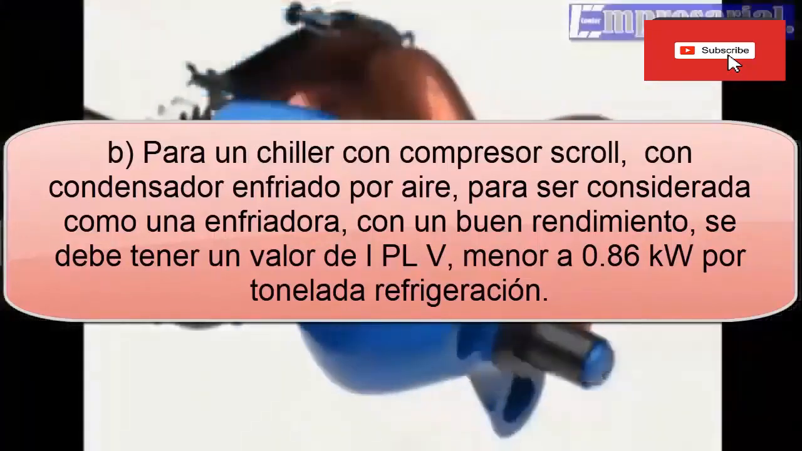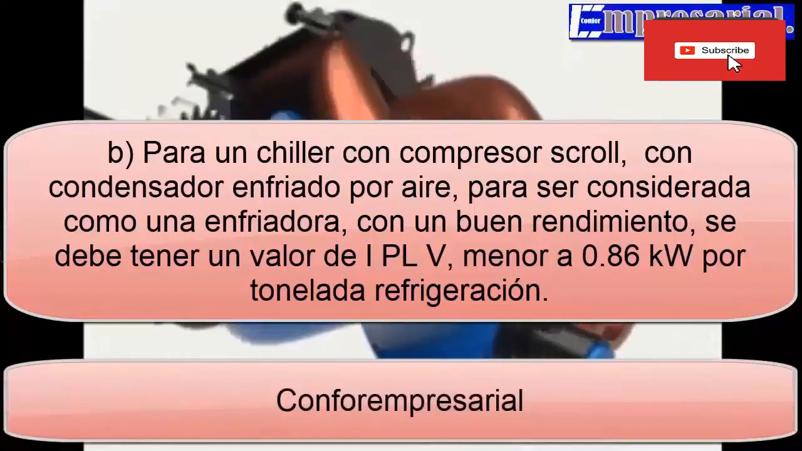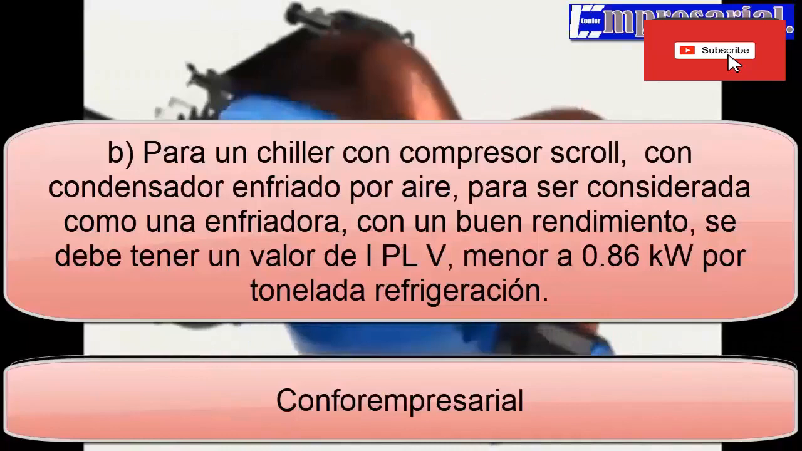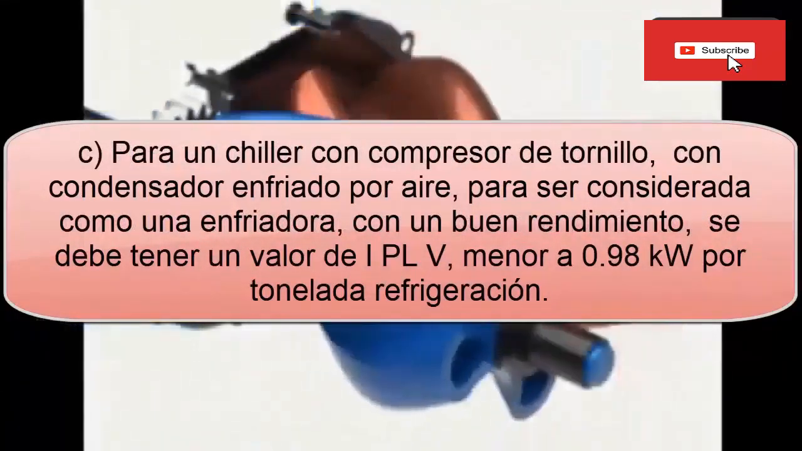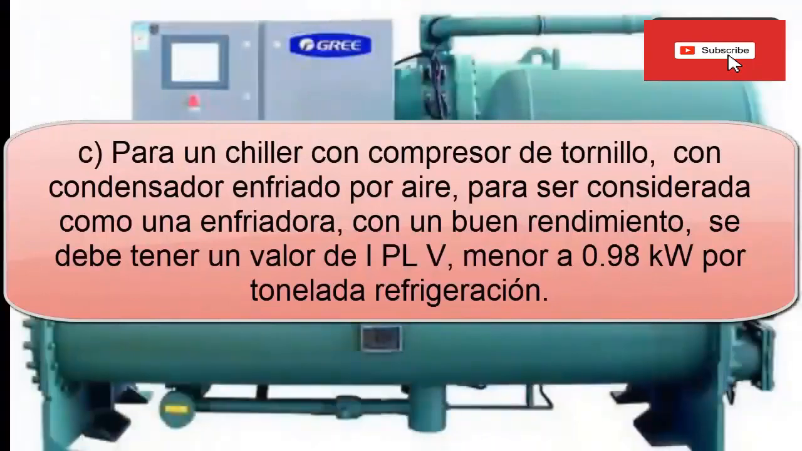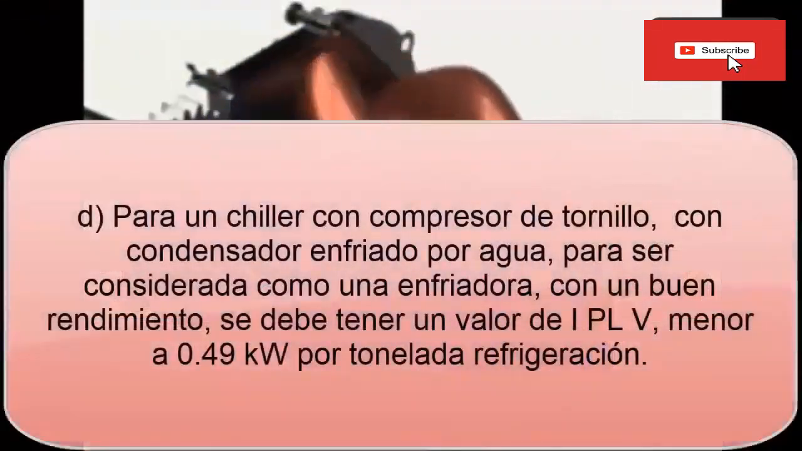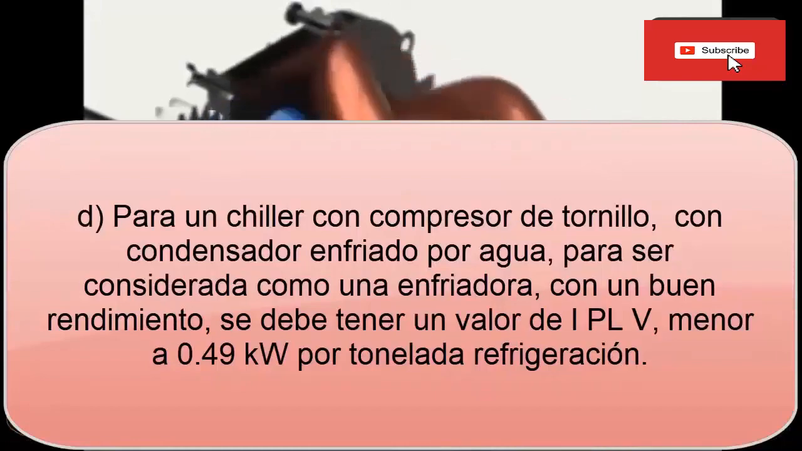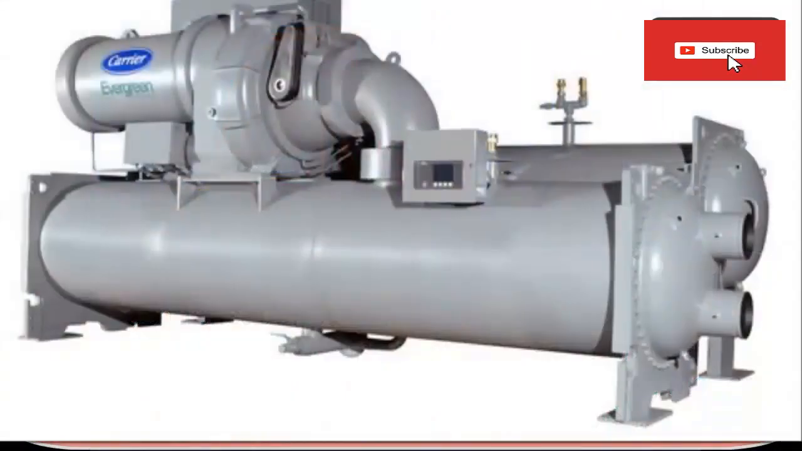B. For a scroll compressor chiller with an air-cooled condenser to be considered a chiller with good performance, it must have an IPLV value of less than 0.86 kW per refrigeration ton. C. For a screw compressor chiller with an air-cooled condenser to be considered a chiller with good performance, it must have a value of IPLV less than 0.98 kW per refrigeration ton. D. For a screw compressor chiller with a water-cooled condenser to be considered a chiller with good performance, it must have an IPLV value of less than 0.45 kW per ton of refrigeration.